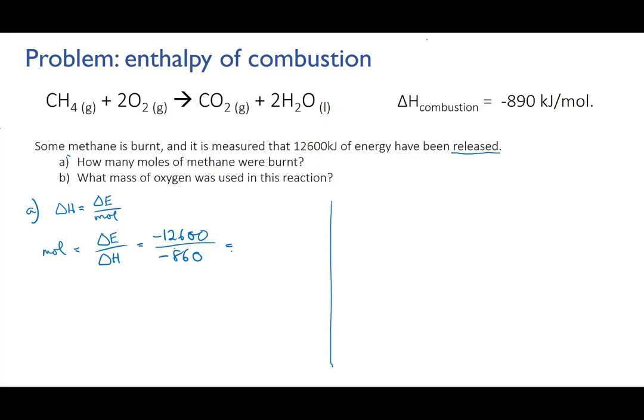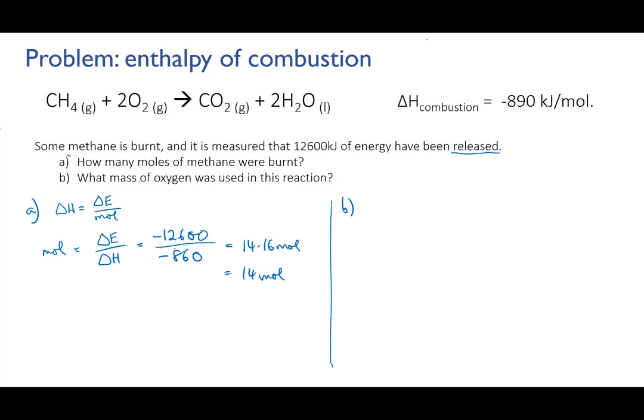Now we have a negative divided by another negative, and we find that the answer is 14.16 moles of methane. We should round that off to 14 moles because our enthalpy value is to two significant figures. So we've got 14 moles of methane were burnt to produce that much energy.